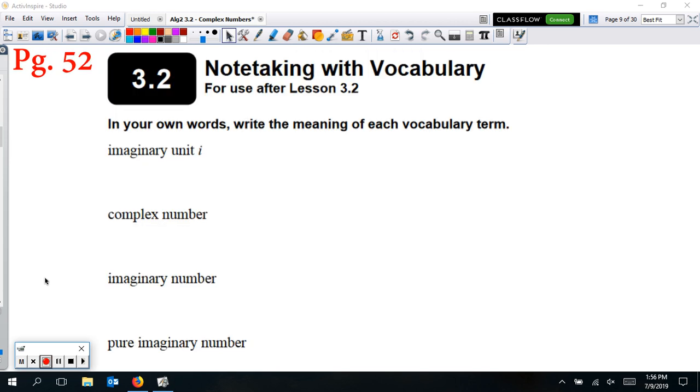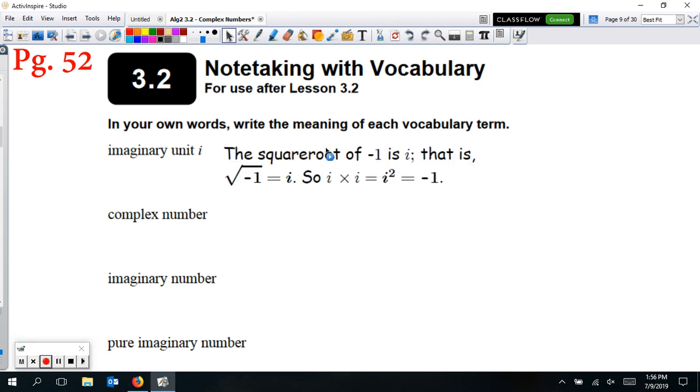Okay, so on page 52 of your notes, the vocabulary, if you didn't already put down that thing from the last screen, you want to put it down here under imaginary unit i. You can just put what we had there as the square root of -1, which is i. So you can show that right there. This would be the imaginary unit i. So that would be what we're talking about right there.